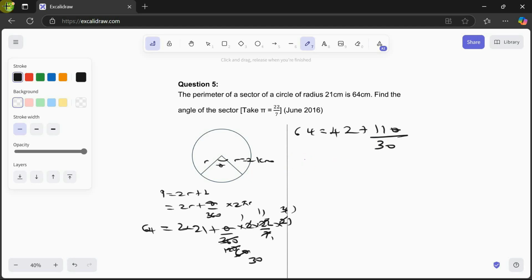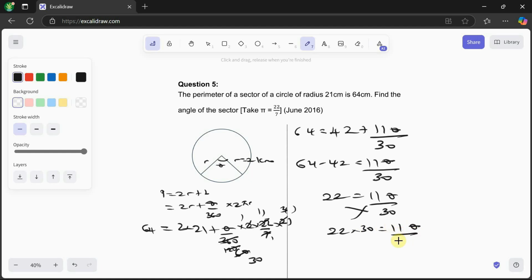So if I collect like terms, that's 64 minus 42 is equal to 11 theta over 30. 64 minus 42 will give me 22. So 22 is equal to 11 theta all over 30. If I cross multiply, that will be 22 times 30 is equal to 11 theta. If I divide both sides by 11, the 11 cancels this to give 2, so our theta will be 2 times 30, which is 60 degrees. So our answer here is 60 degrees.